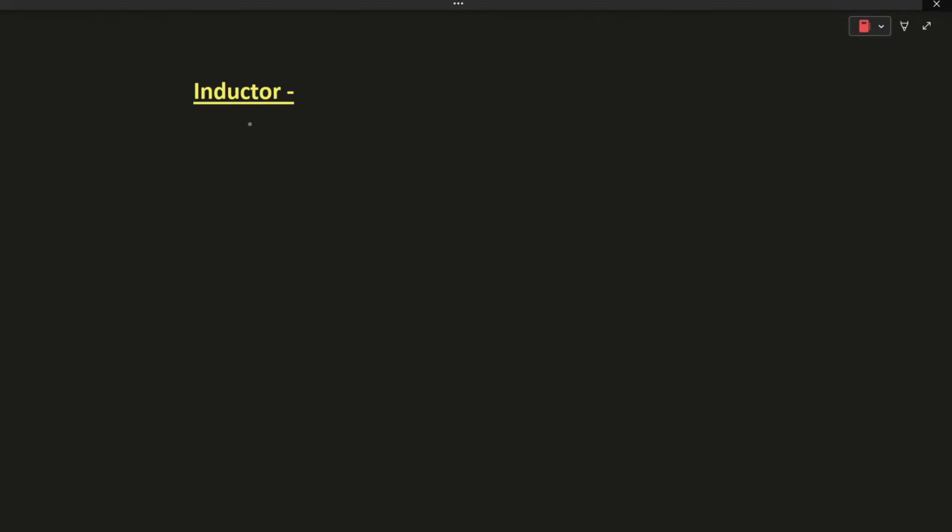In this tutorial, we are going to study in detail about inductors. Before studying inductors, we need to learn about Faraday's laws. So what are Faraday's laws? Faraday's laws explain the various kinds of electromagnetic phenomena that happen with conductors.